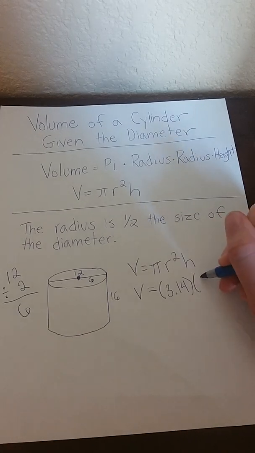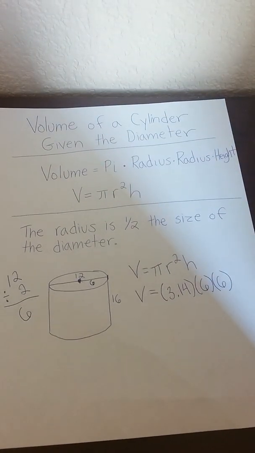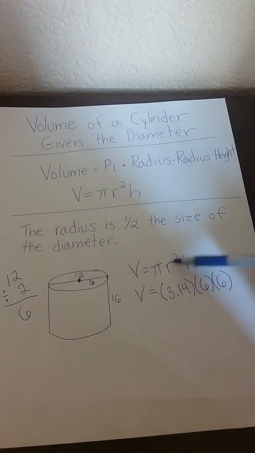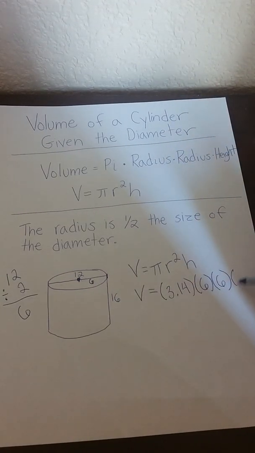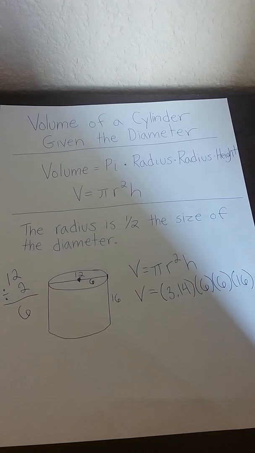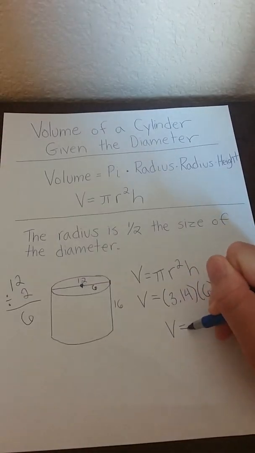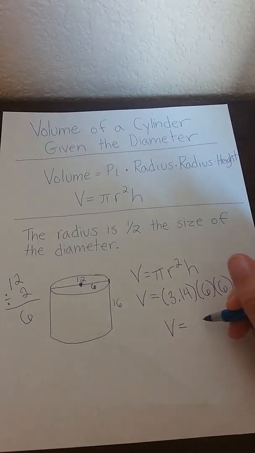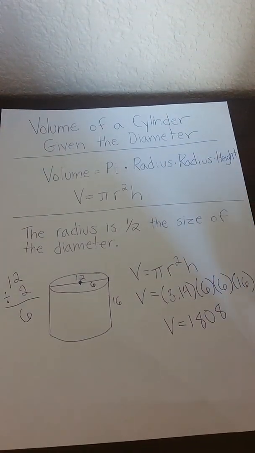The radius is 6 because it's half of the diameter, so I'm going to do 6 twice because that's what r squared is. Squared means do it twice. And then the height is this number right here. So the height is 16. Now I'm just going to put that whole thing in my calculator, 3.14 times 6 times 6 times 16, and I get that the volume of this cylinder is 1,808.64.